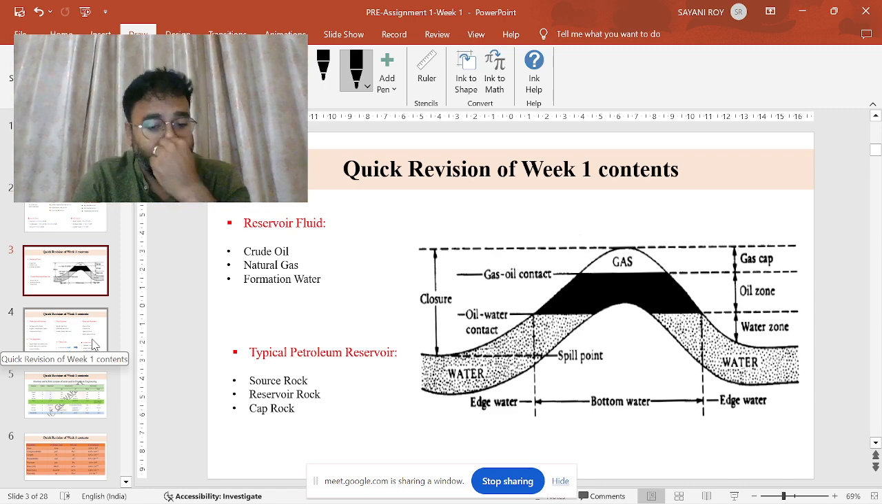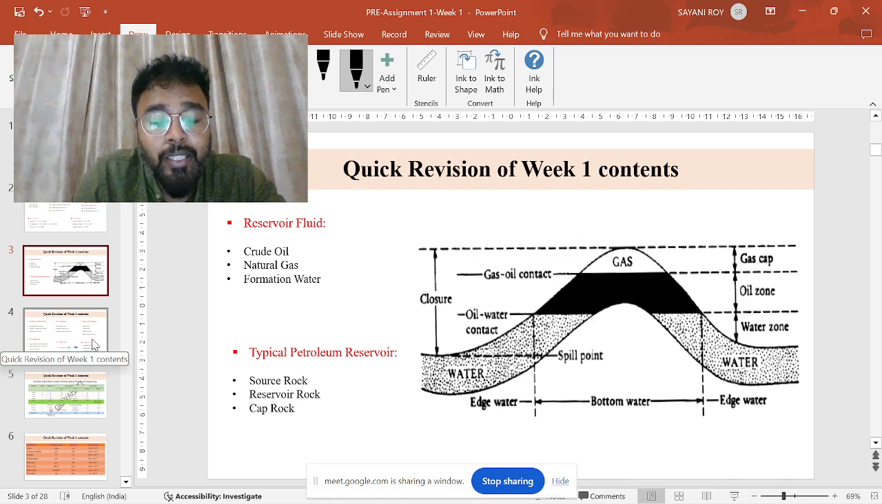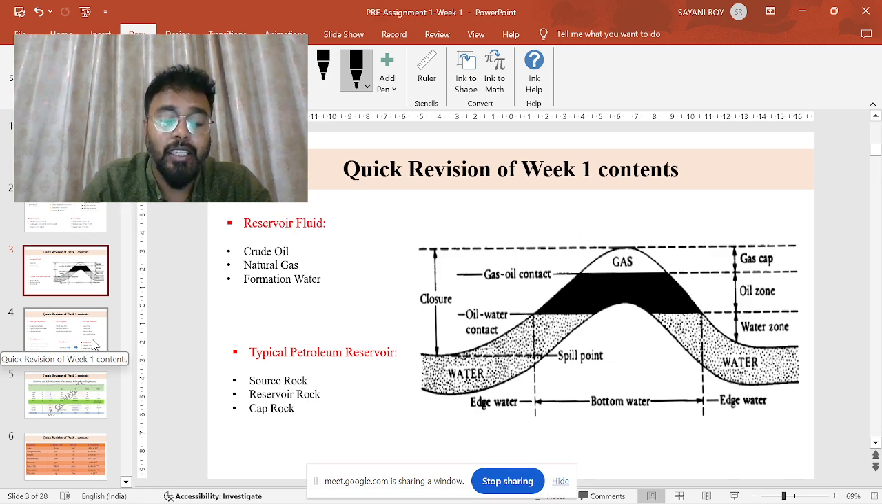Source rock is the rock in which the petroleum is formed. These are mainly clay, which means mainly sedimentary rocks. After forming in the source rock, with pressure and temperature, these petroleum fluids get expelled, and they move from one place to another. This migration continues until they meet a cap rock, which is again shale.